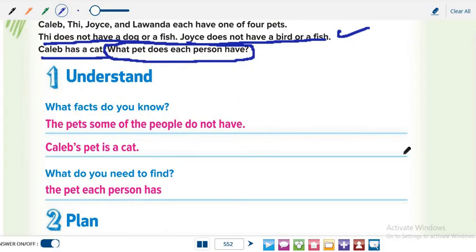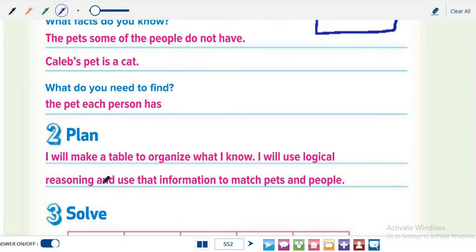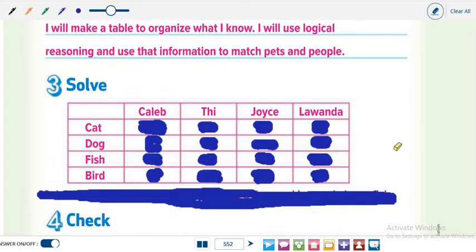Now we need to make a plan to solve this problem. When we have such facts or information, it's a good idea to use a table and then use the logical reasoning strategy to solve. So let's try to solve this question using a table and logical reasoning. We can make a table like this to organize our information. The 4 pets are cat, dog, fish, and bird, and the friends are Caleb, Thai, Joyce, and Lawanda.